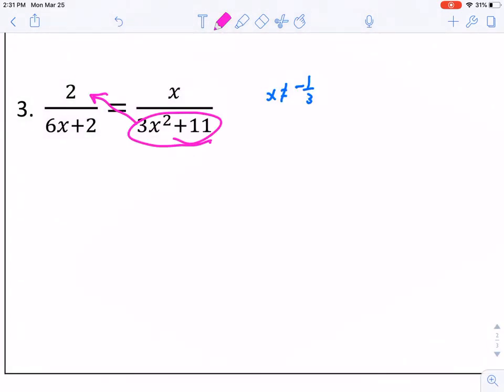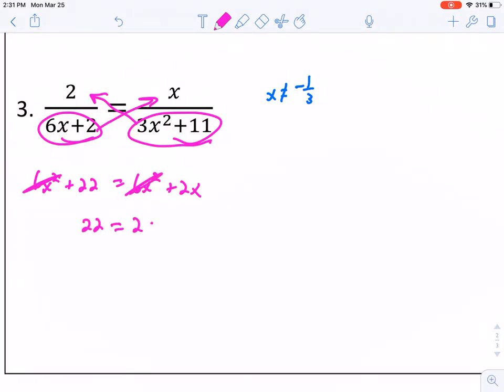cross multiply. So 2 times 3x squared is 6x squared, and 2 times 11 is 22. Cross multiply, 6x times x is 6x squared, and 2 times x is 2x. Both sides of the equation have a 6x squared, so they will cancel each other out. Now divide by 2, and you get 11 equals x, which is not negative 1/3, so therefore it is an acceptable solution.